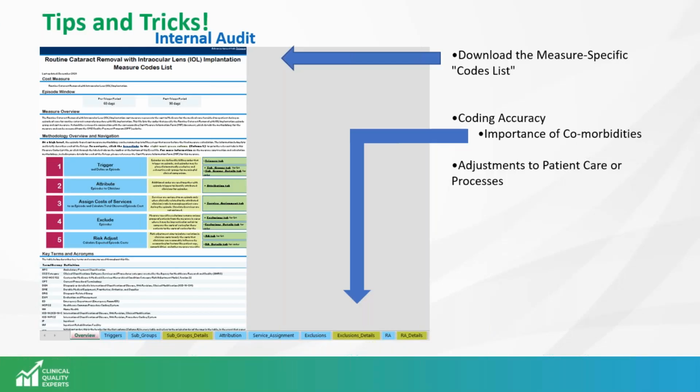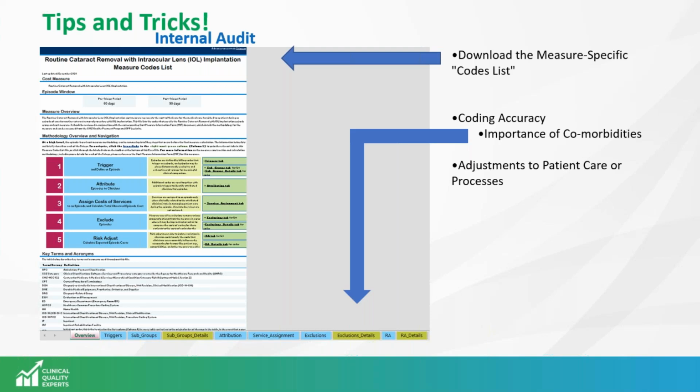Once you can download that patient list, you're also going to want to download the measure-specific codes list. It's listed on our resources slide at the end of the slide deck. And what you do is you use this as kind of a key when you're analyzing the patient list from 2019.